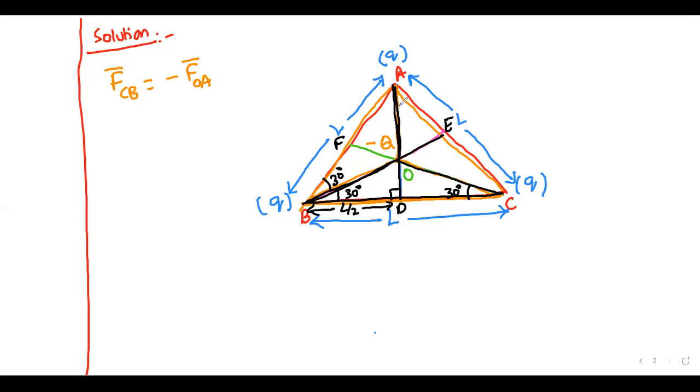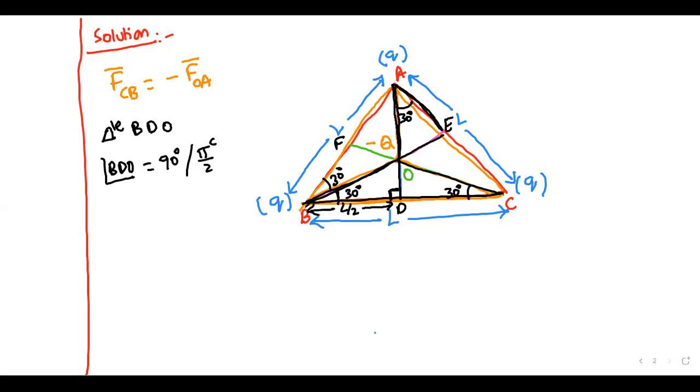Fine. So here is also 30. Since this distance AE is nothing but L by 2. So here you can see in the triangle BDO, angle BDO is equal to 90 degrees, or we can write it as pi by 2 radians.